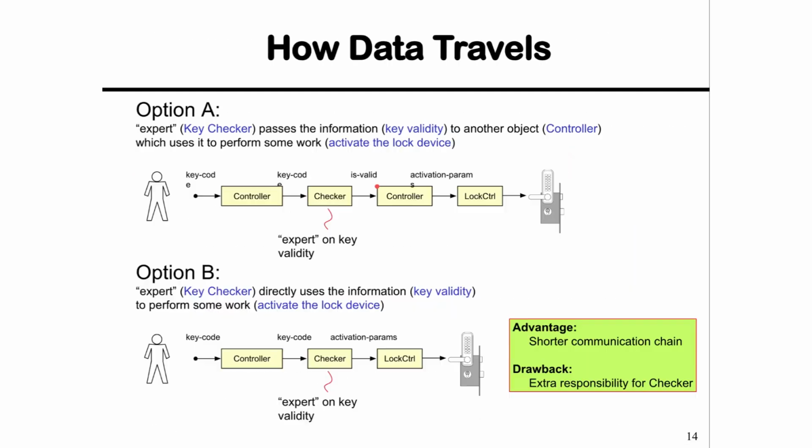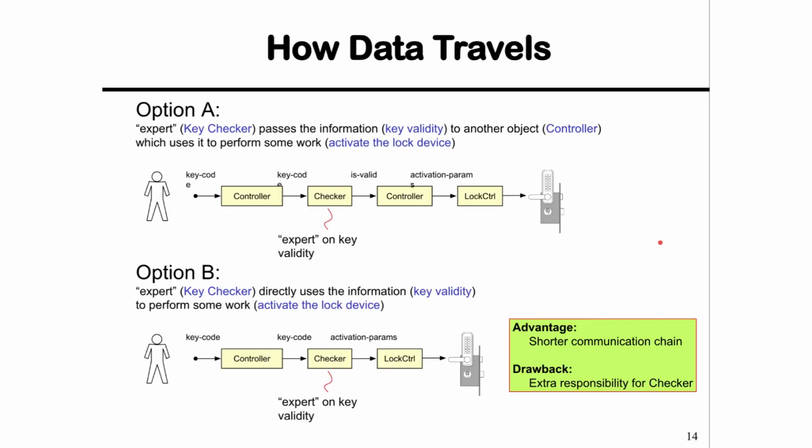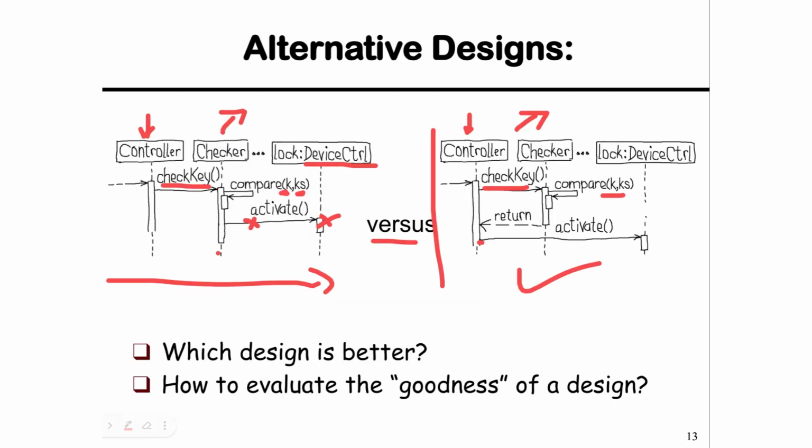So this is basically the second option. The data flows from the controller to the checker, and from the checker to the controller, and from the controller to the device control. So this shows the same data flow. In case of alternative B, the key checker directly uses the information, which is key validity, to perform some work. That work is activating the device control. So this is directly related to the wrong approach.